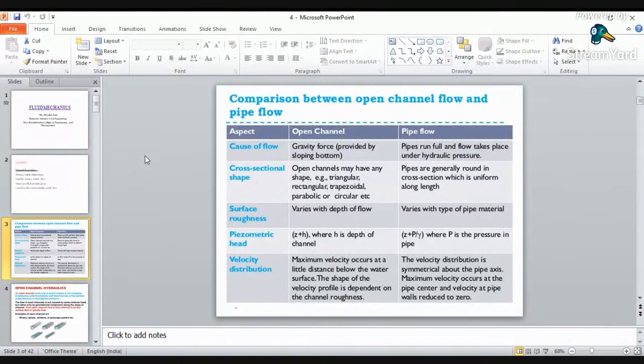The slope of the bed, is it? Then again, the cross-sectional area or the shape of the open channel may vary. It can be triangular, rectangular, trapezoidal, but in pipe, it is uniform along the section line. Then there is a surface roughness.